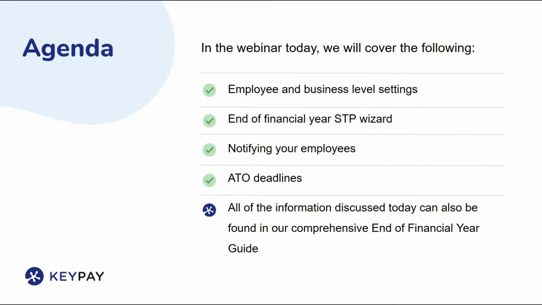In the webinar today, we'll cover the following. We'll start by taking a look at some relevant employee and business level settings that we strongly advise you to check before you start your end of financial year process. Then, I'll take you through our end of financial year STP wizard, creating and lodging a finalization event, and then notifying your employees. Lastly, we'll have a look at some ATO deadlines and provide some follow-up information.